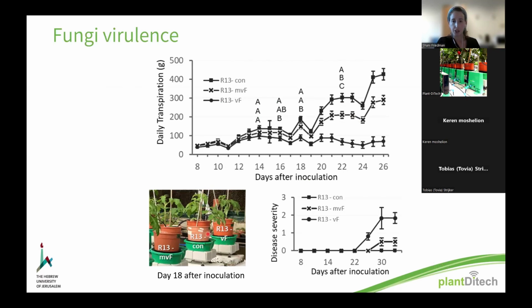Looking at the transpiration at day 18, here, we could find differences between the control and the virulent Fusarium. After 22 days, we found differences between all three treatments. This shows nicely the disease dynamics and how it progresses. And the best thing about this is that it is before the visual symptoms. The visual symptoms occurred only after day 22.